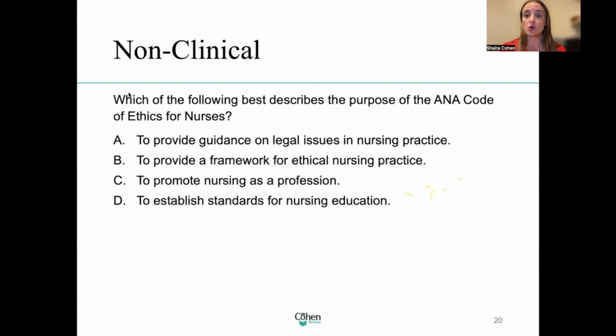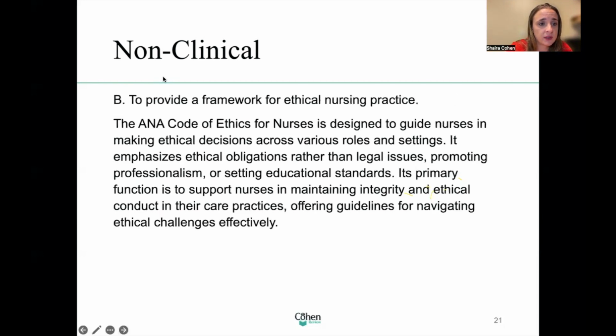Our first actual question. Which of the following best describes the purpose of the ANA Code of Ethics for Nurses? Is it A, to provide guidance on legal issues in nursing practice? B, to provide a framework for ethical nursing practice? C, to promote nursing as a profession? Or D, to establish standards for nursing education? Okay, I see a lot of B's coming through. Let's reveal the answer. You're all correct, to provide a framework for ethical nursing practice. And please feel free to read the rationale, and you can do this later when you watch the video.